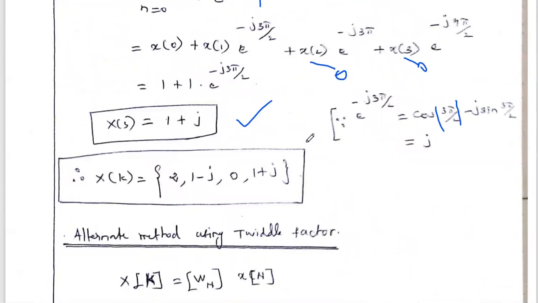So finally, we have to write the combined answer. Therefore, the capital X of k can be written as x of 0 is 2, comma, x of 1 is 1 minus j, then x of 2 is 0, comma, x of 3 is 1 plus j. So this is the DFT answer. This is said to be the 4-point DFT. Here, 4-point DFT we performed. 4-point DFT means 4 input samples. For the 4 input samples, we got 4 discrete outputs, 4 frequency domain outputs. So this is the x of k.